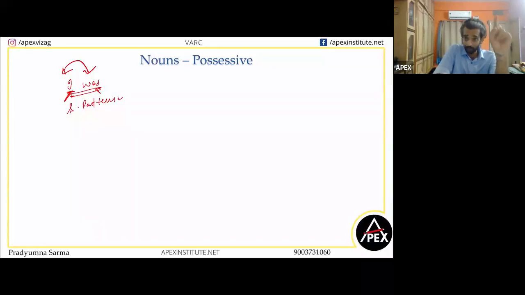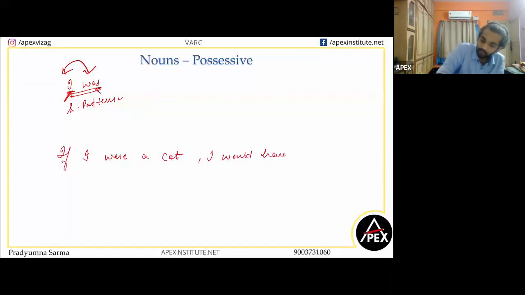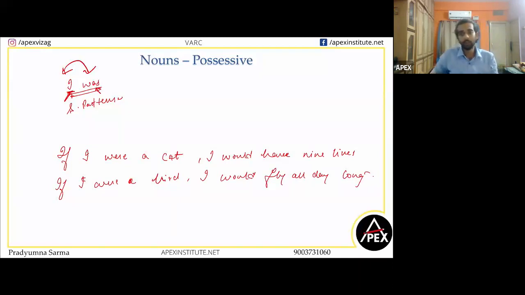But there is another case where I use I were, and that goes somewhat like this. So I could say maybe if I were a cat, I would have nine lives. Or if I were a bird, I would fly all day long. It's not conditional.